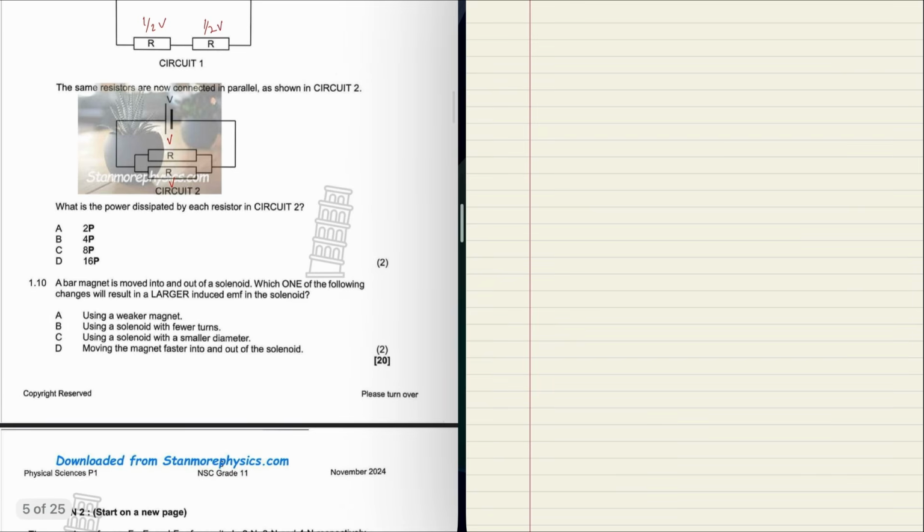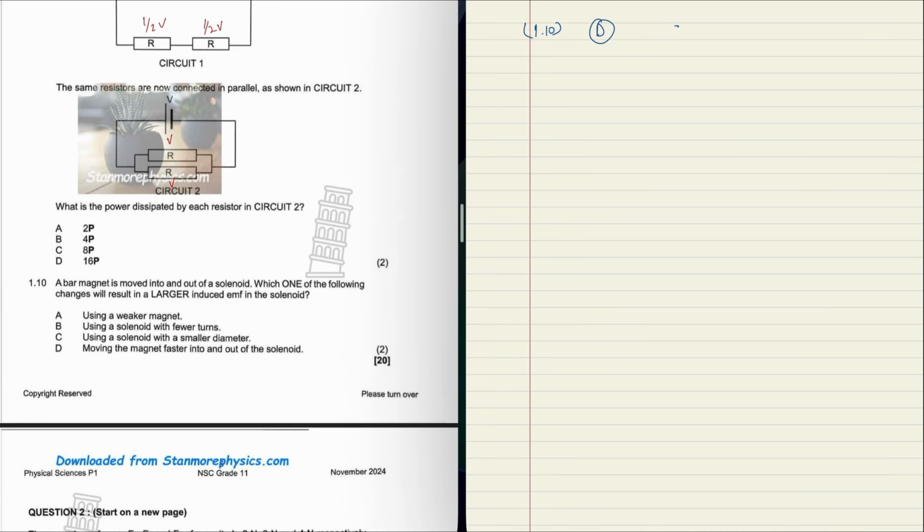Question 1.10. A bar magnet is moved into and out of a solenoid. Which one of the following changes will result in a larger induced EMF in the solenoid? Using a weaker magnet? No. Using a solenoid with fewer turns? No. Using a solenoid with a smaller diameter? No. Moving the magnet faster into and out of the solenoid? The answer is definitely going to be D.